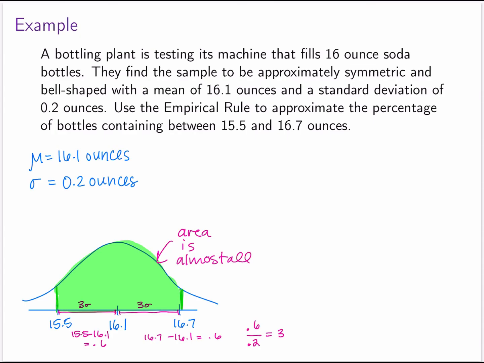Now, I didn't draw this to scale, so it does look like I have some tails hanging off, but I really just used the diagram to help me visualize how far away I am. You get that distance and you divide by the standard deviation to figure out how many standard deviations you are away. So that area is almost all. So almost all of the sample is between 15.5 and 16.7 ounces. You may also say 99.7%, depending on how you're talking about it.